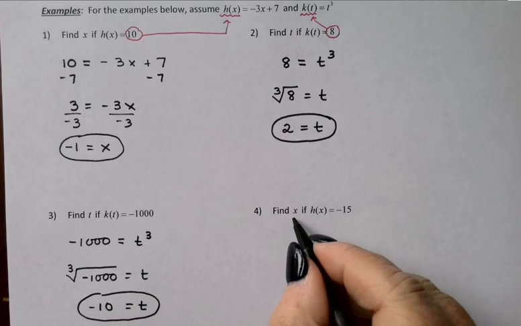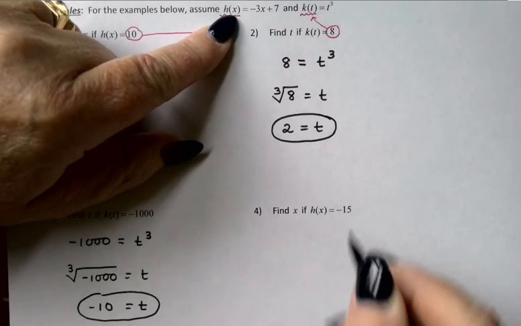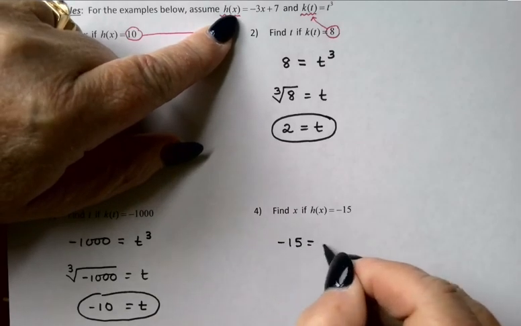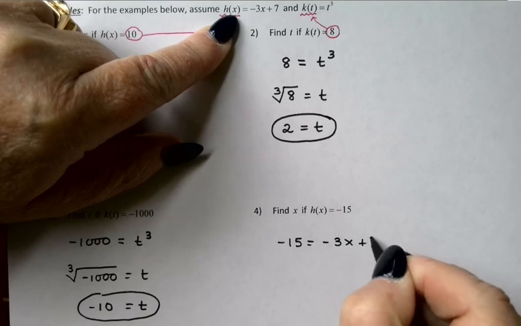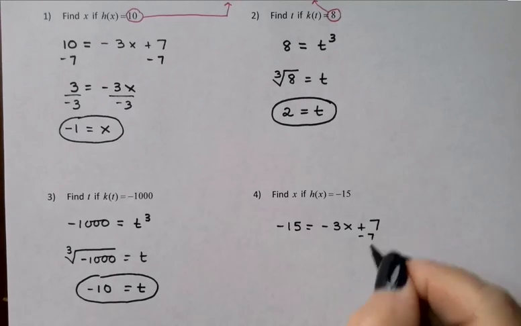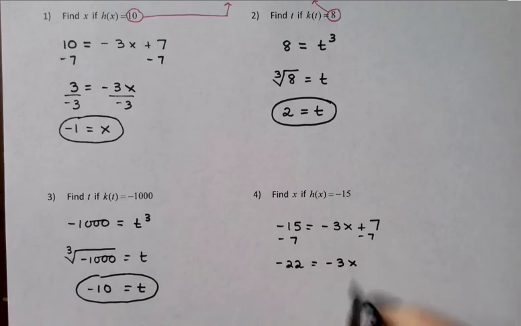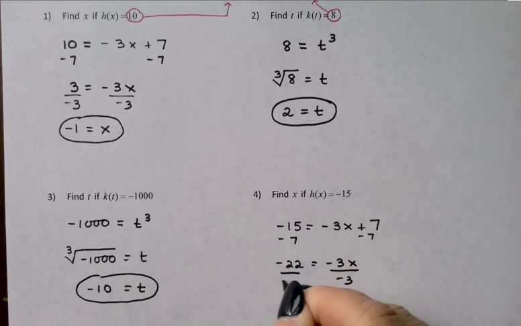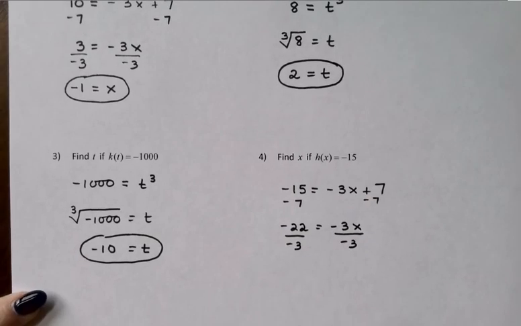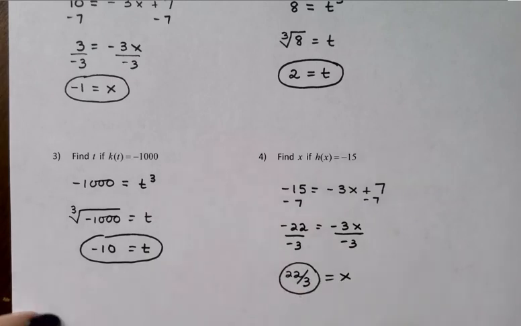Last one, find x if h of x equals negative 15. So I'll replace the h of x with negative 15, and that's equal to negative 3x plus 7. Once again, a little bit of an equation to solve here. We'll subtract the 7. Negative 22 equals negative 3x, and we'll divide by negative 3. That doesn't come out evenly, and typically in algebra we prefer an improper fraction to a mixed number. So I'm just going to leave my answer as the fraction 22 thirds for x.